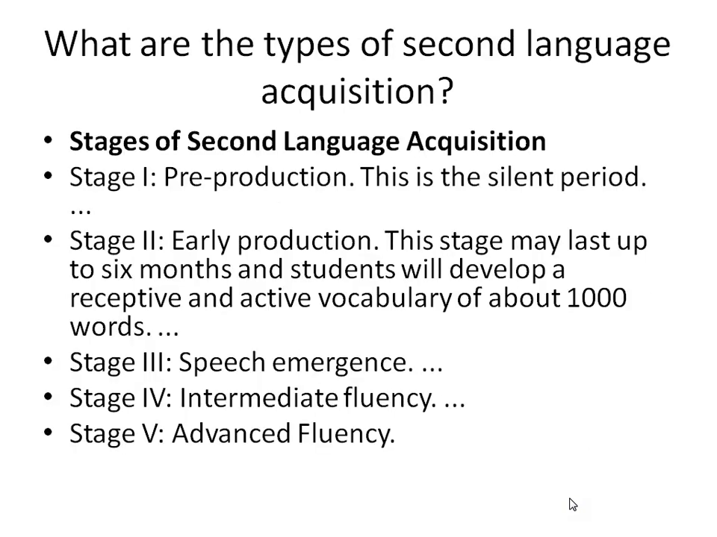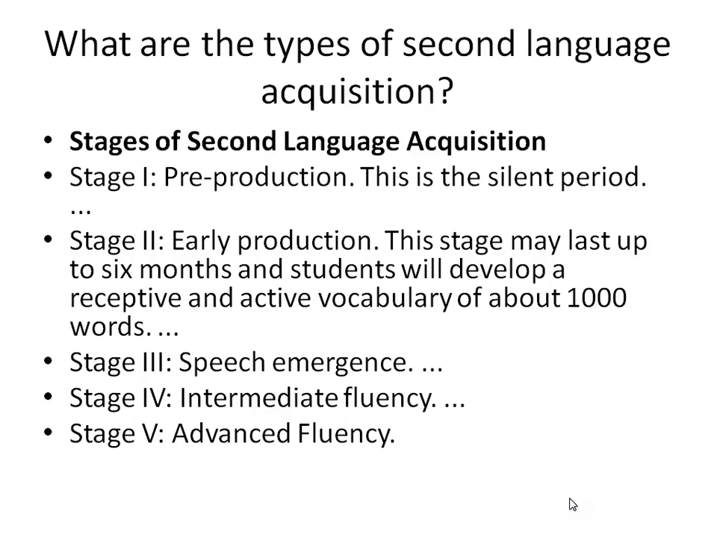Okay, so there are several stages of second language acquisition. In the case of first language acquisition, the child learns language in a quite similar way. In the same way, the second language will be acquired following these stages. First stage is pre-production, and this is the silent period. Second stage, early production. That means first of all, the child learns Baba, the common words. This stage may last up to 6 months, and the student will develop a receptive and active vocabulary of about 1,000 words. Third stage is the speech emergence.